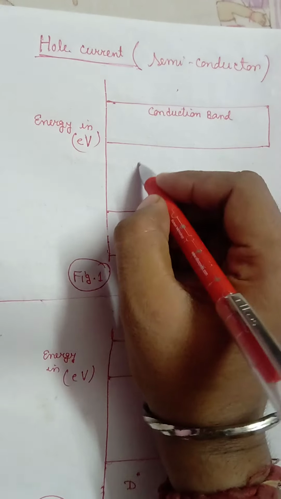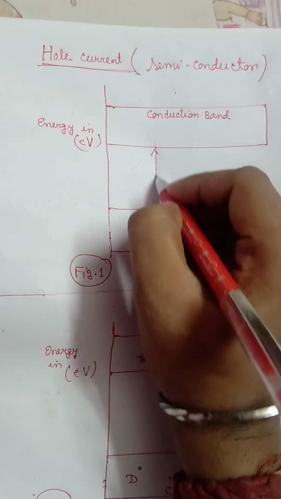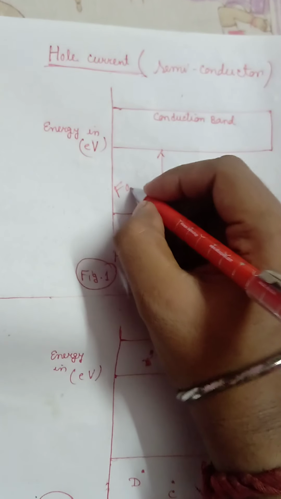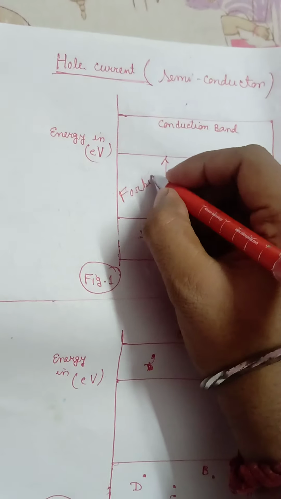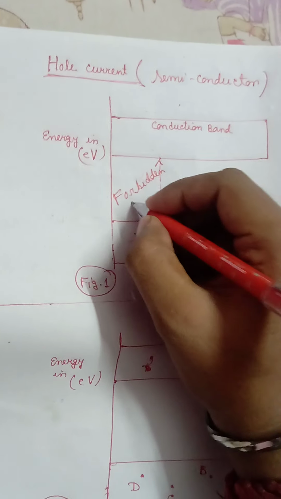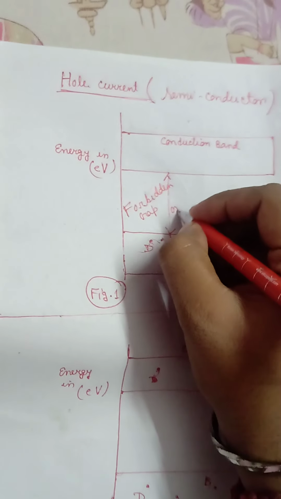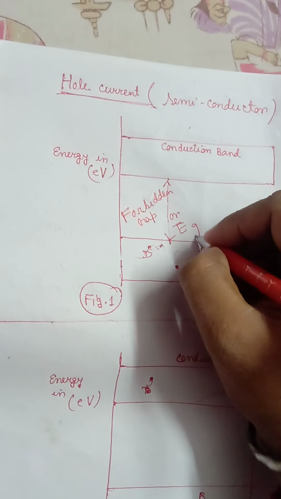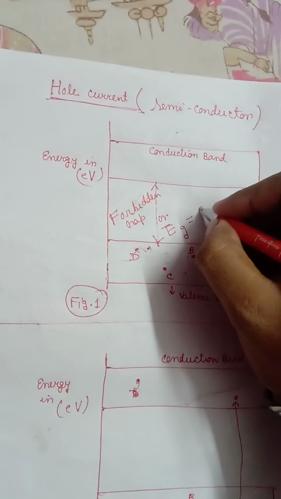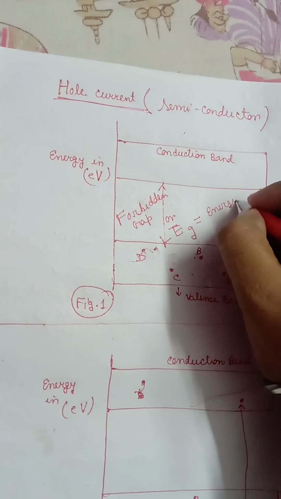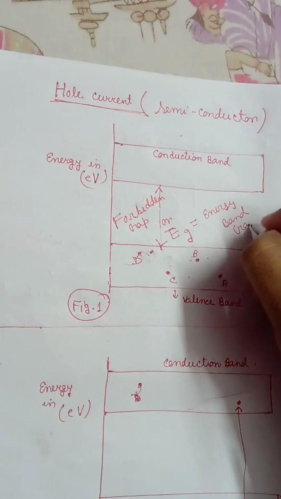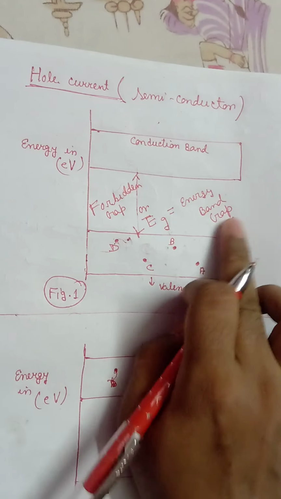And see, there is a gap. This gap is known as the forbidden gap. This gap is represented by the symbol Eg, or it is known as the energy band gap. Now see, energy band gap.